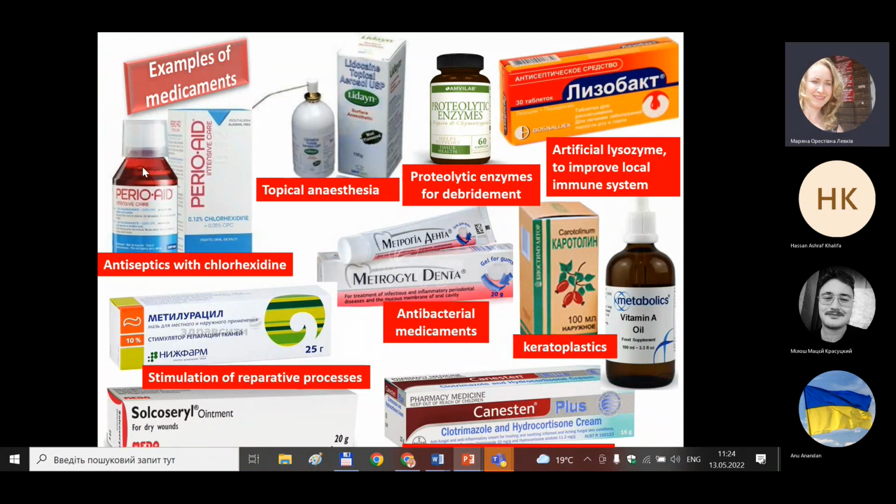And here we have such examples of medicaments. If it is antiseptics, it can be Perio-8.